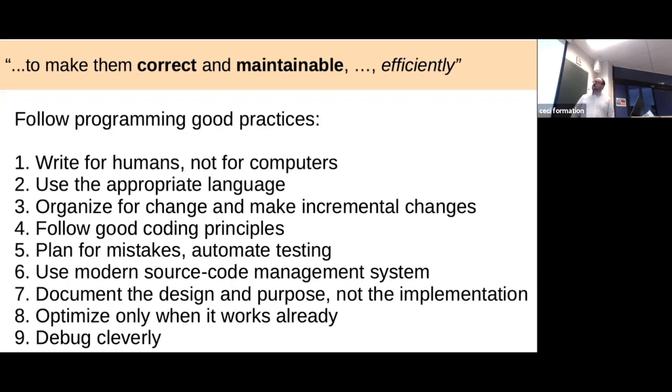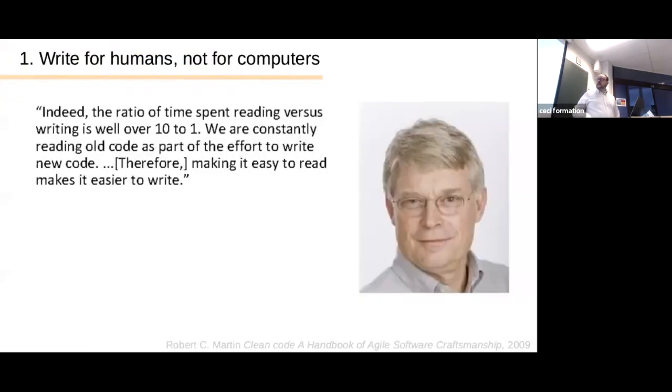And the first and the most important advice is to write for humans, not for computers. And the rationale is that most of the time when you need to write software, you spend at least 10 times more time reading the part of the code that you have already written than you are writing new code. So actually, it's very important that your code is readable so that you can easily navigate in there and make changes.